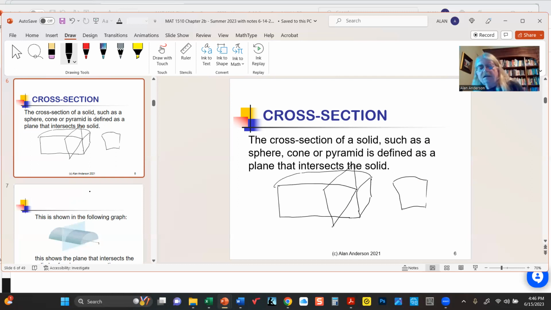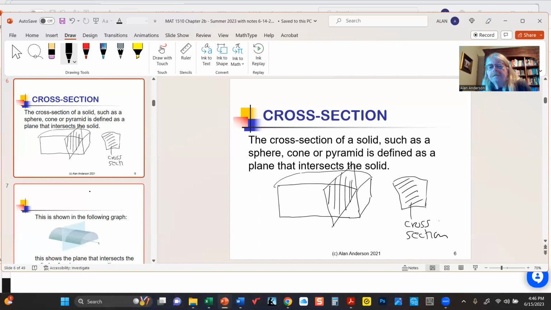So I'm slicing it with the cleaver, let's say, and I break it, take it apart, and now I'm looking, this is my cross section. So I'm trying to cut it so it looks like slices of bread. They're technically known as cross sections. Each slice of bread is a cross section.